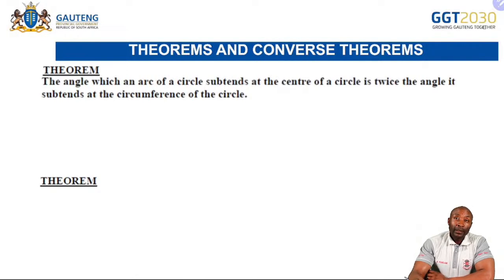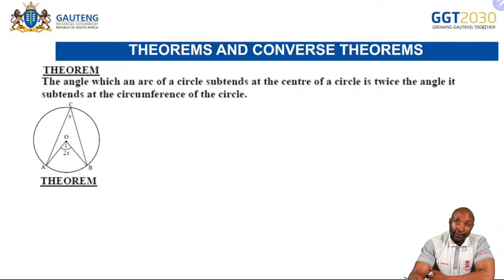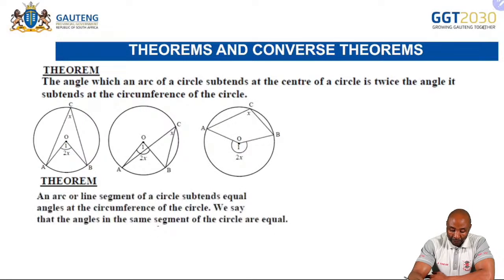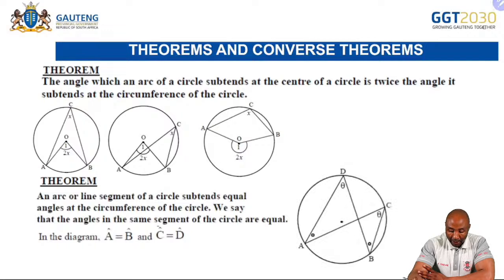Now, the angle subtended by an arc or a chord at the center of a circle is 2 times the angle that is subtended by the same arc or chord at the circumference. These are the versions of the diagrams that we must know for angle at center, 2 times angle at the circumference. Now, we also know that in the diagram, if we are having an arc or segment, we are able to find the angles that are equal and we are able to get them.